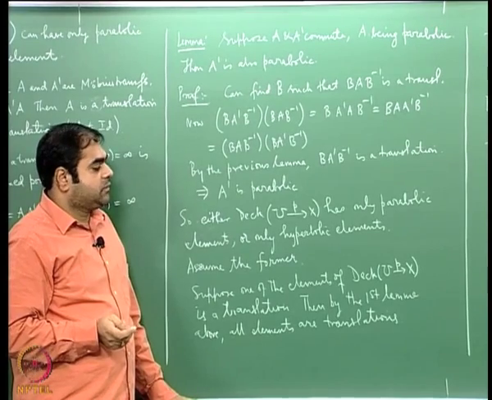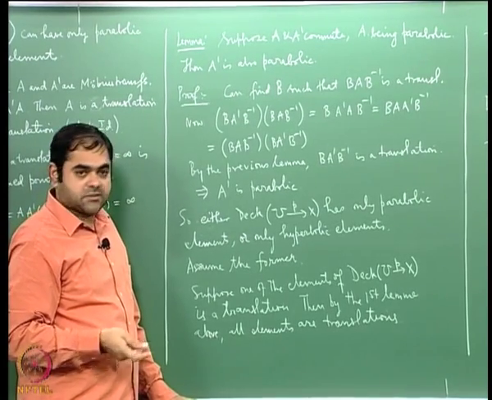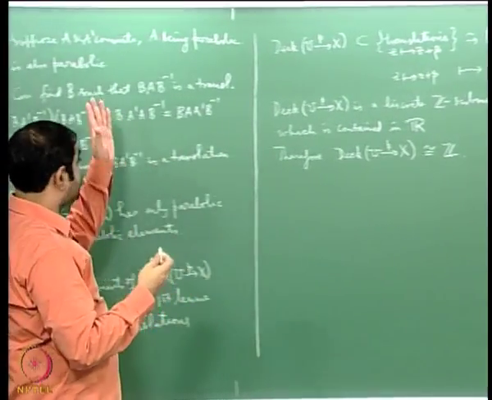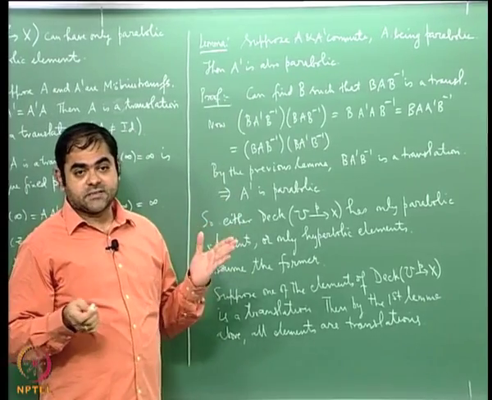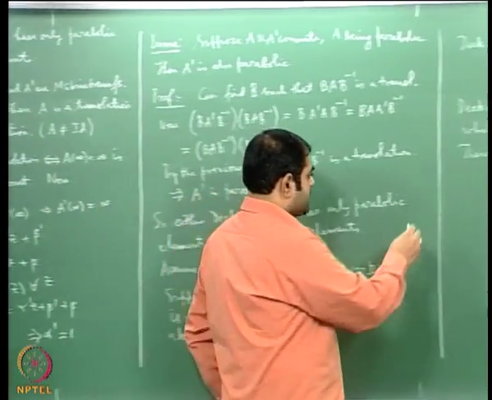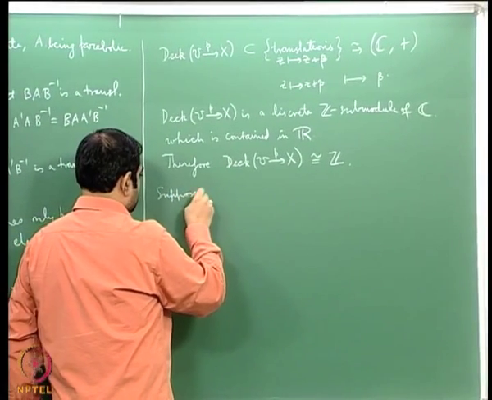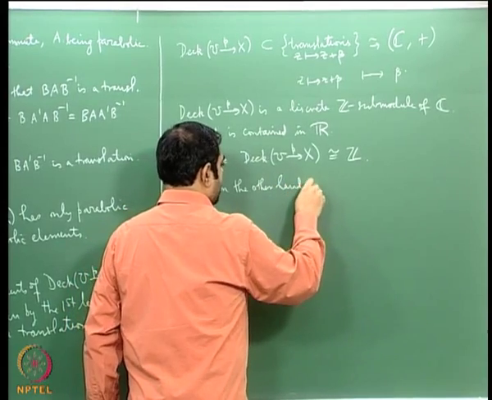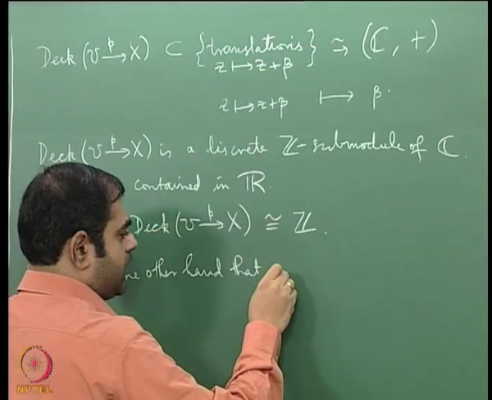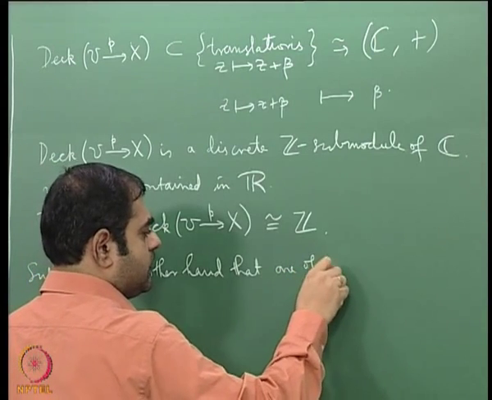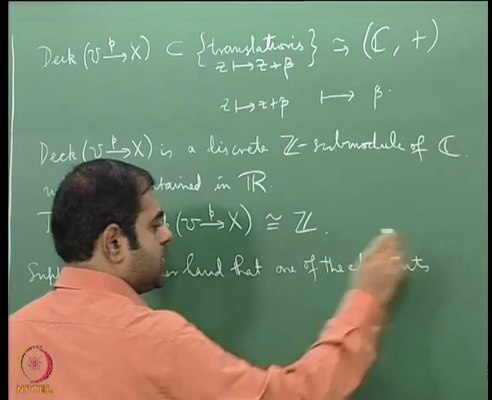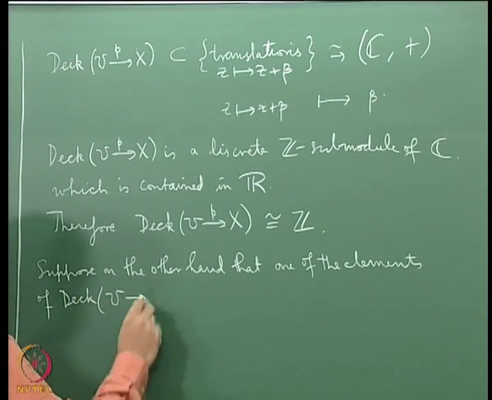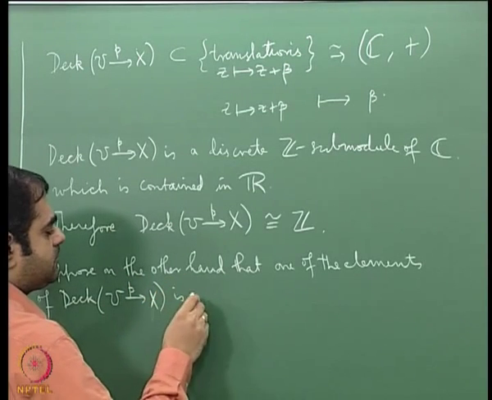Now suppose one of the elements is not a translation. Let me go to the other case. Then of course all the other elements are also not going to be translations, because the translations commute only with translations. So suppose, on the other hand, that one of the elements of the Deck transformation group is not a translation.